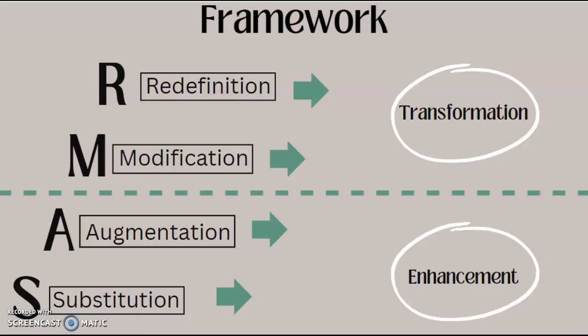Substitution, augmentation, modification, and redefinition are the four steps in the SAMR model. While modification and redefinition are the transformation processes, substitution and augmentation are the enhancement steps. Consider this distinction between seasoning a traditional family recipe, which would be the enhancement, and coming up with a completely different, unique dish, which would be transformation.